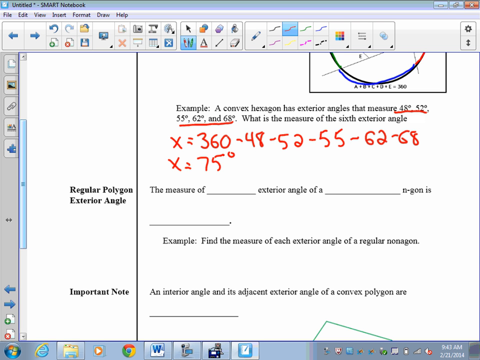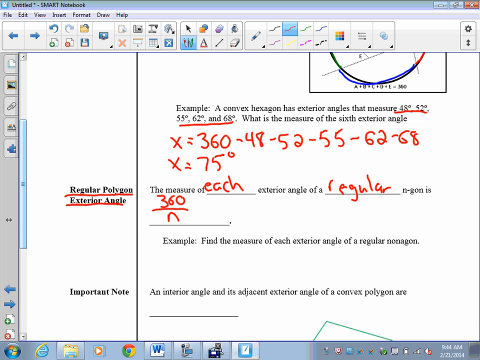So just like before, now we're going to move on to regular polygon exterior angle. Just like before, where we had n minus 2 times 180 equaling the sum of the total angles of a convex polygon, we know that any convex polygon has exterior angles adding up to 360. So we're just going to divide it by n, just like we did before, the number of sides. So the measure of each exterior angle of a regular n-gon is 360 divided by n.